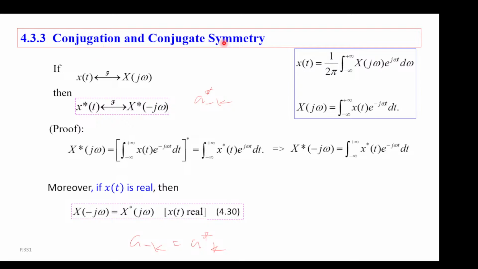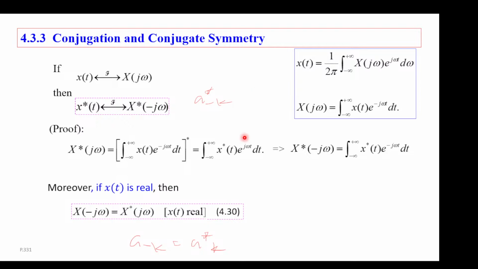So first is conjugate symmetry. We put a complex conjugation on our time domain signal. Then we need to do complex conjugation and also this frequency reversal on our frequency domain signal. This is just like in the a_k case, where if you have x(t) going to x star of t, then your a_k goes to a star of minus k.